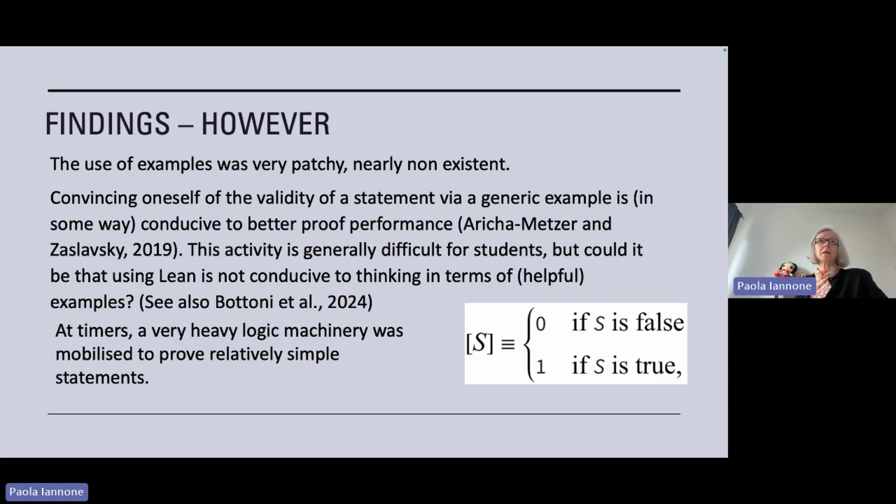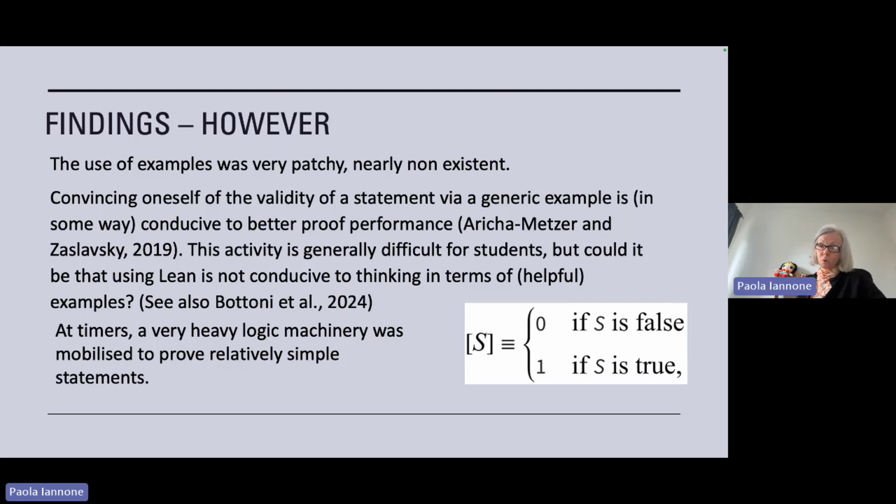So the first thing that we observed is that we didn't really see students who had worked a lot with Lean using a lot of examples. And this is a problem because we know that examples are really important. A lot of the times when examples are used properly, they can help students understand the general argument of a proof. So they can help students understand what we call the general in the particular. We didn't really see any of this in the interviews.